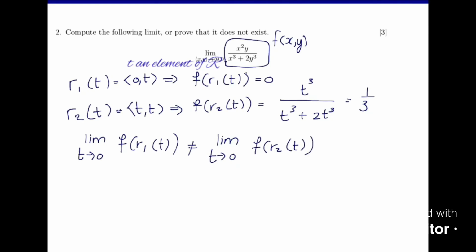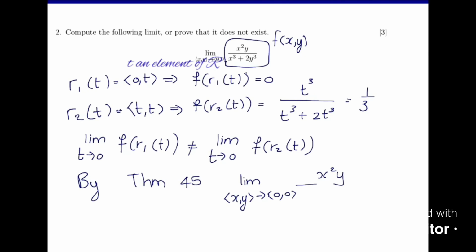So then we can say by theorem 45, this limit does not exist.